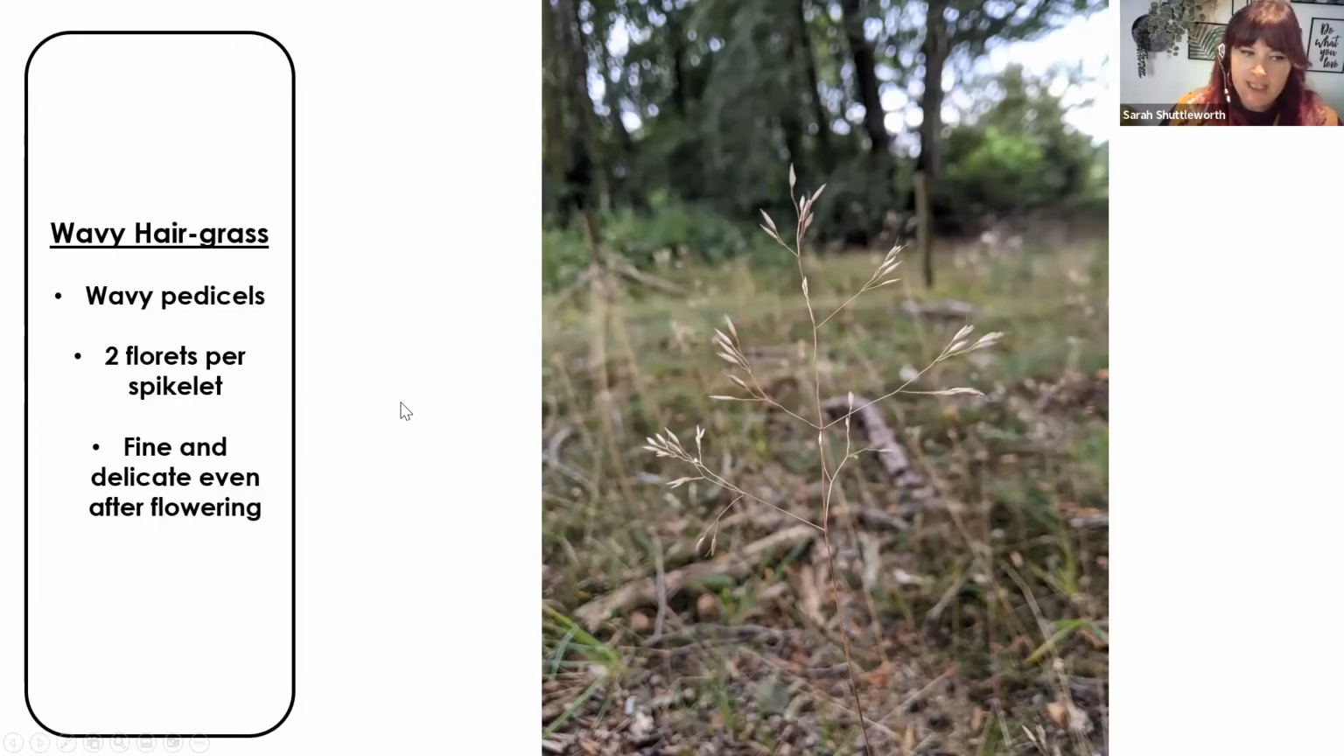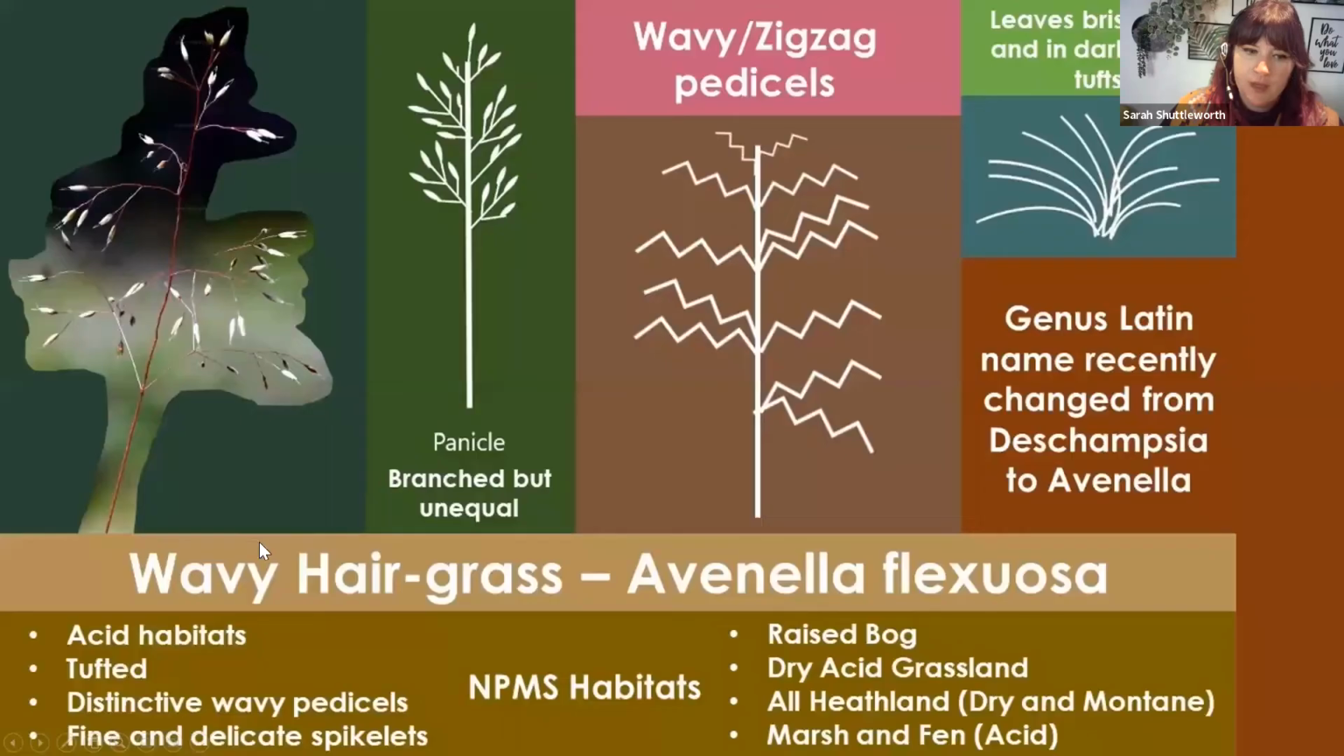And it's a fine and delicate grass, even after it's finished flowering like this. But that picture there is a better one of it early in the season, looking lovely and red tinged with the lighter coloured spikelets. It's got a panicle which is branched but unequal, so it's not all matched all the way around. And it's got these wavy or zigzag pedicels. That's a really important part of it.